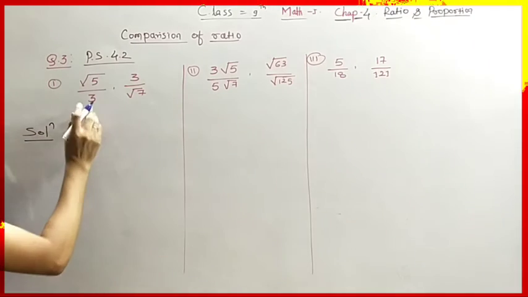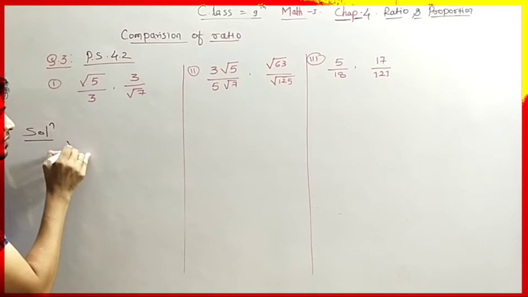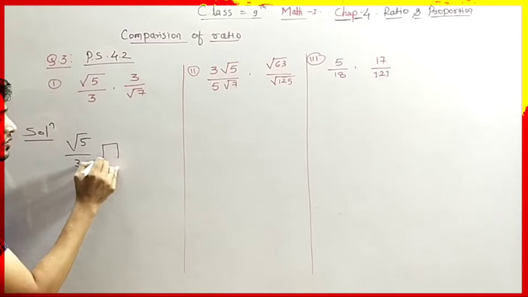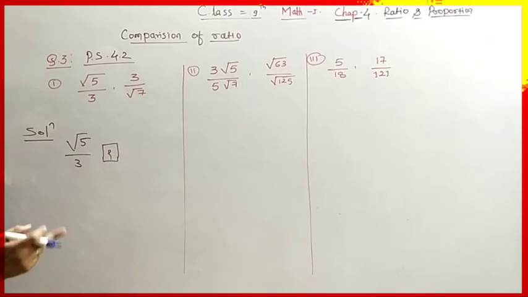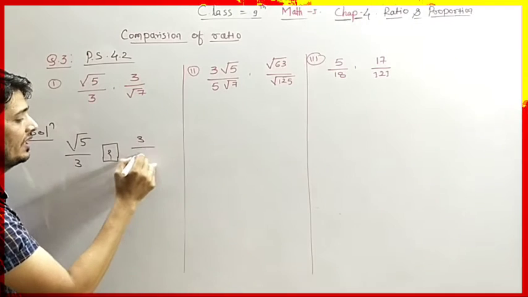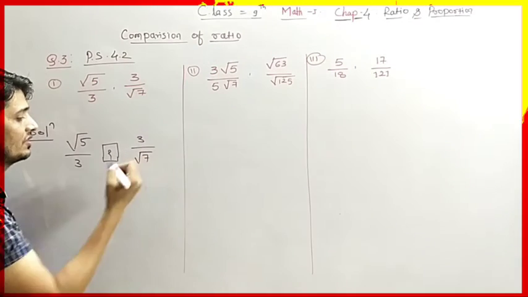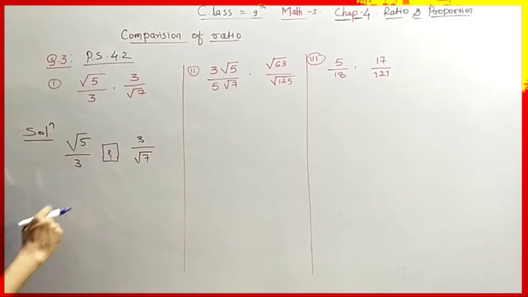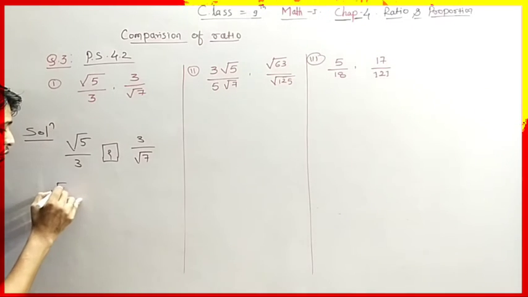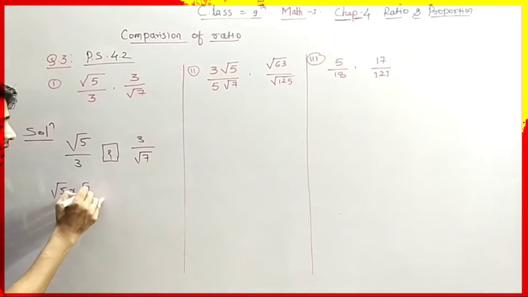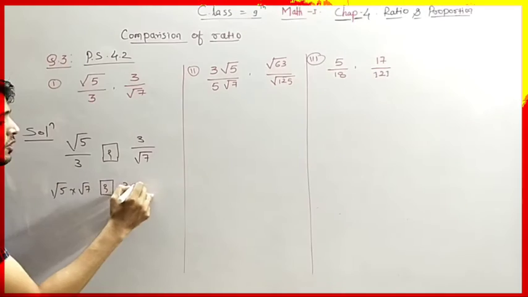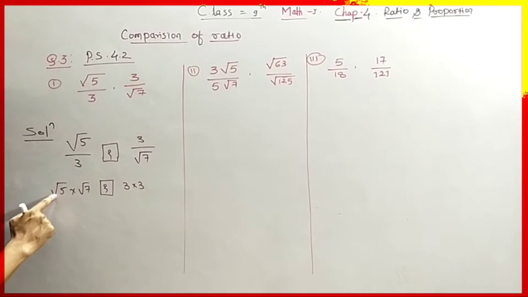In the solution we first write the ratio, which is root 5 divided by 3. In the box we write a question mark because we don't know whether they are equal, greater or smaller. Then we write 3 divided by root 7, which is the second ratio. So we again cross multiply. Here we have root 5 into root 7, then again in the box a question mark, and here 3 into 3.